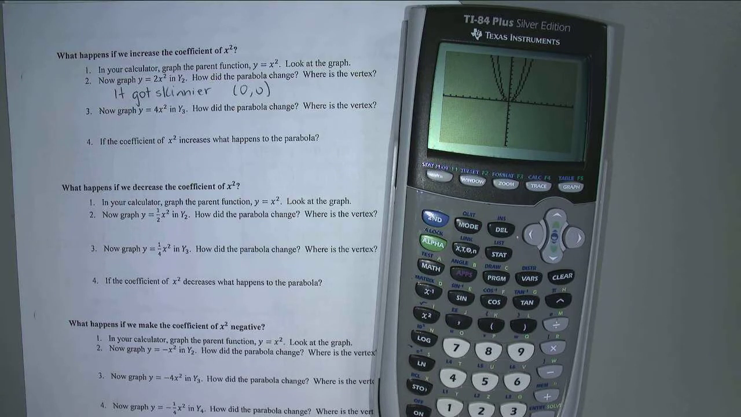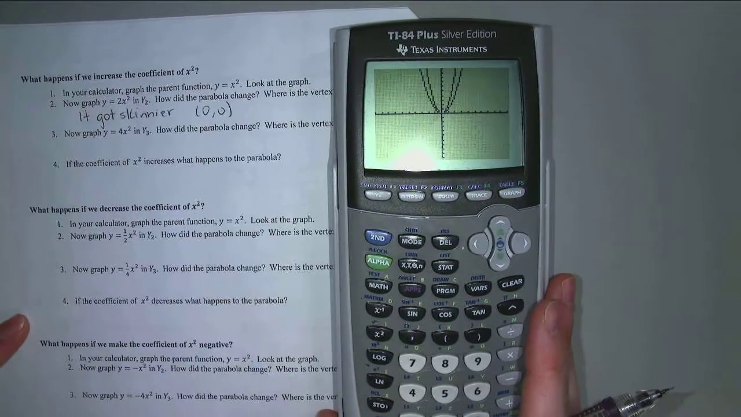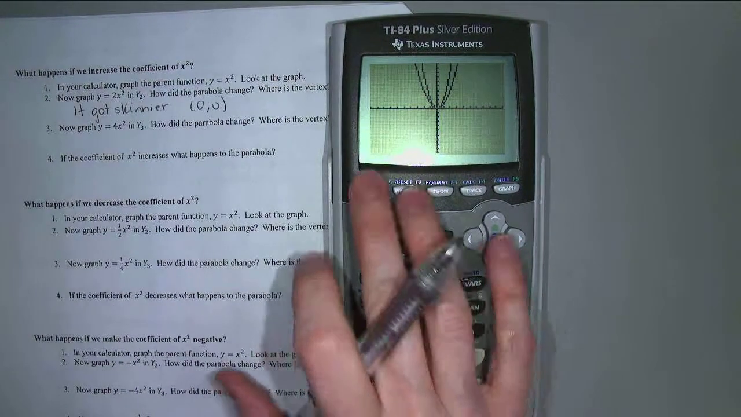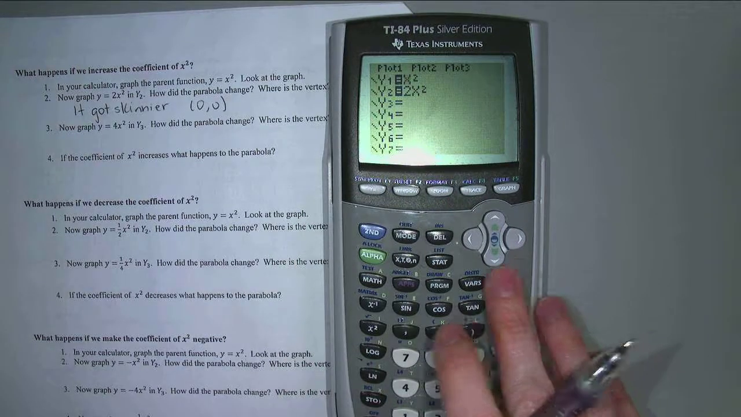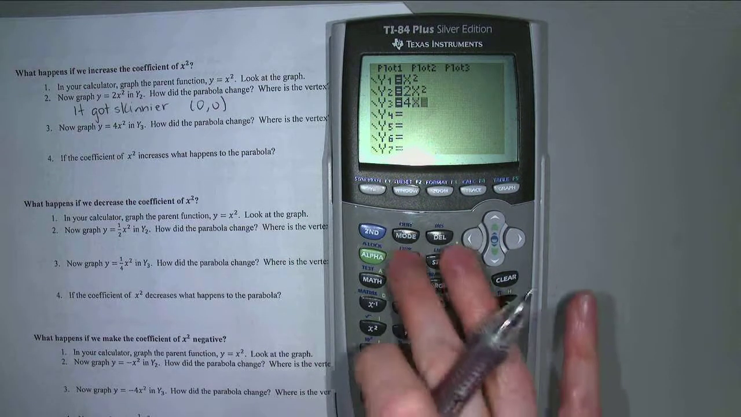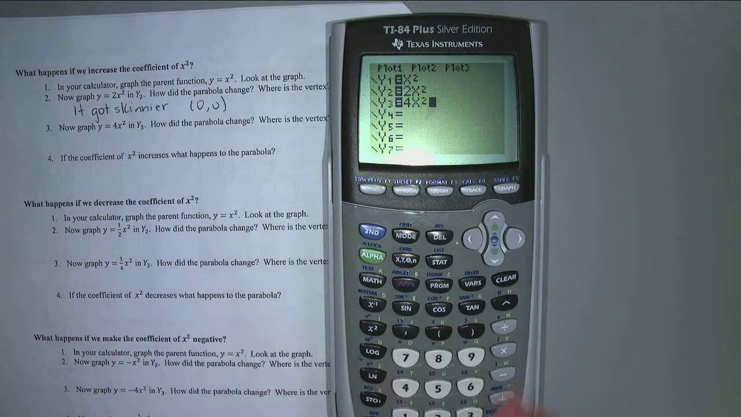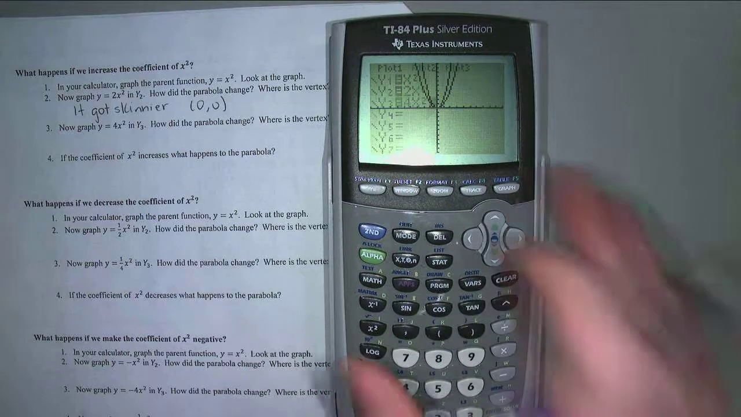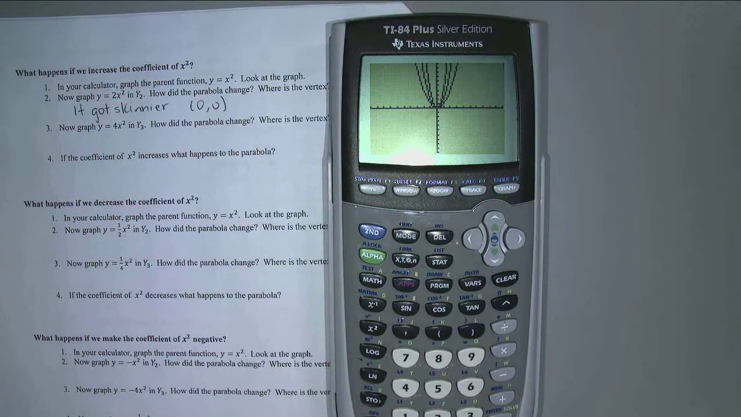So, do you guys have an idea of what putting a 4 in is going to do? I'll just make it wider. Nope. We're still going to get skinny. We're just going to get skinnier. Watch what happens. So in y3, put 4x squared. You see how it's even skinnier now? You go ahead and hit graph. So it got even more skinny.